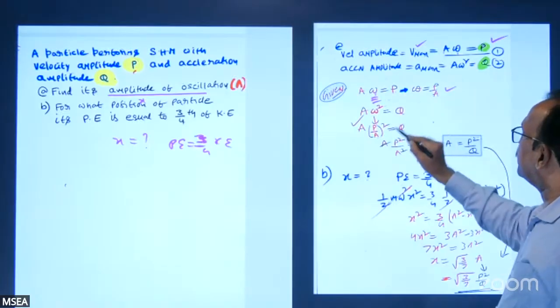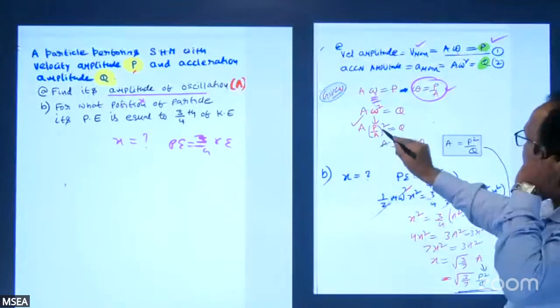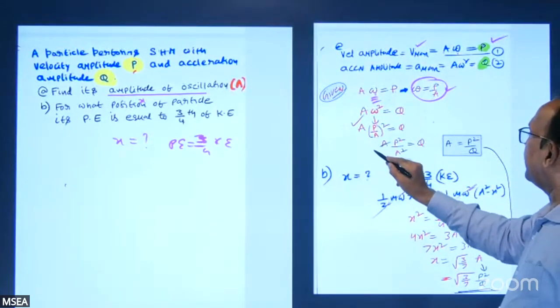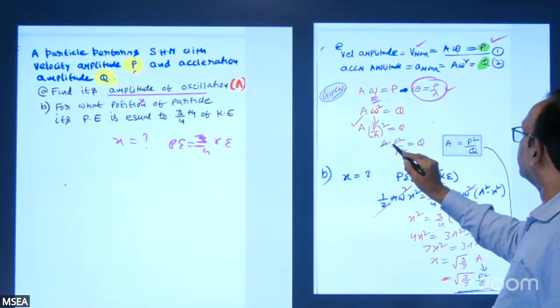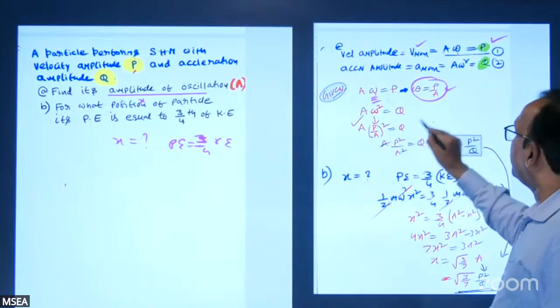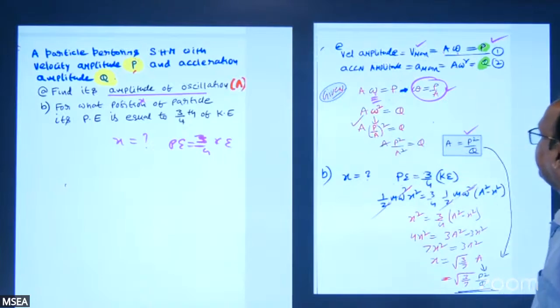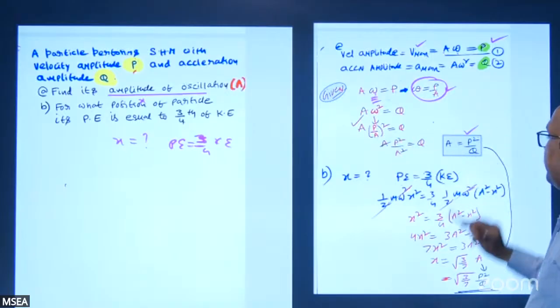A omega square is Q. A omega means P by A now, so omega square means P by A whole square is Q. If you simplify this, it comes out to be the amplitude. If you just do the simplification, amplitude comes out to be P square divided by Q.